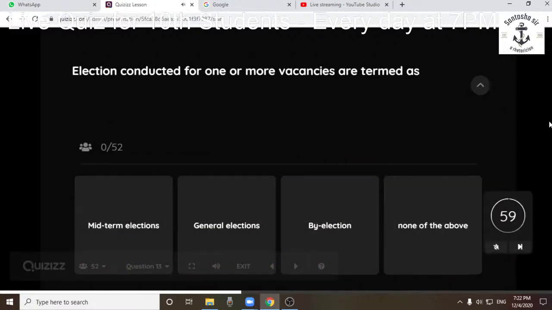Question number 13. Election conducted for one or more vacancies are termed as. When there is an election only for one or more vacancies, it is called as. What do we call when we conduct elections for only one or more vacancies, not for the entire seats? 35 seconds more. Election conducted for one or more vacancies is termed as.